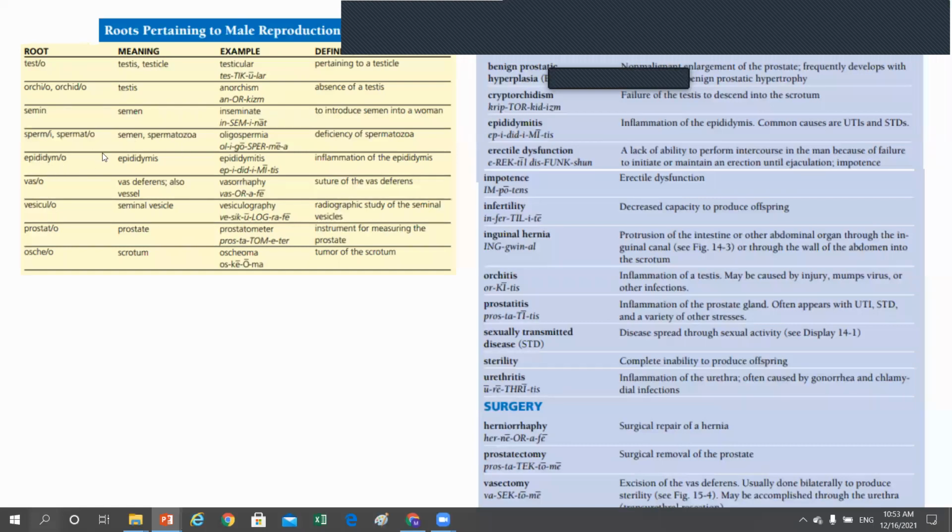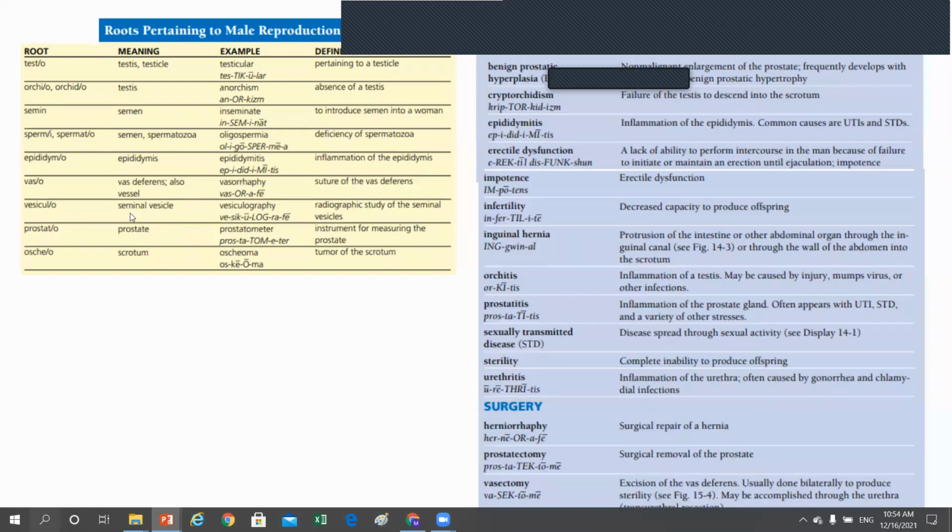Epididymo, as we have seen, is part of our male genital system, the epididymis. So it can lead to swelling, epididymitis, inflammation of the epididymis. Then we have vaso, concerned with the vas deferens. Also it can be for a vessel. Vasorrhaphy, suturing. Rhaphy is for suturing, to stitch it up.